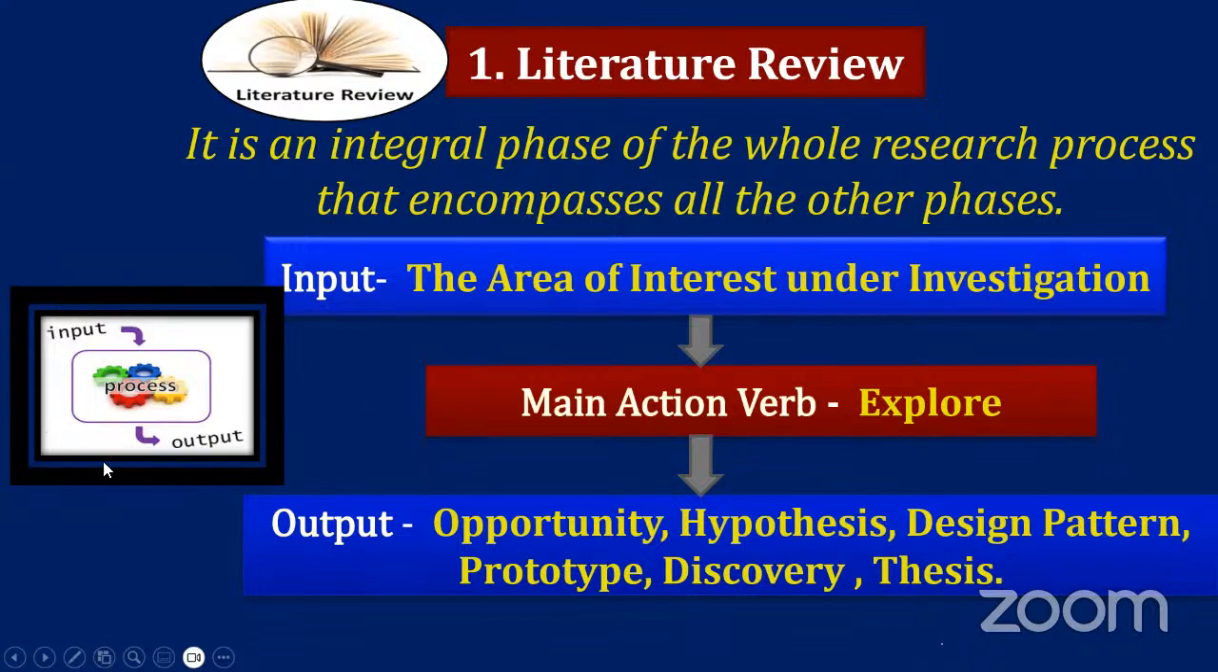So input, process, output in this perspective, if you look at the literature review, it is an integral phase. Observe, it is an integral phase of the whole research process that encompasses all the other phases. So area of interest, depending upon which phase you are in, will be the input. Then the main action verb will be exploring, and the output will be either opportunity if you are in the second phase, hypothesis in the third phase, design pattern and design analysis in the fourth and fifth phases, then prototype generation in the sixth phase, discovery in the seventh phase, and documentation and all. That will go as the literature review.